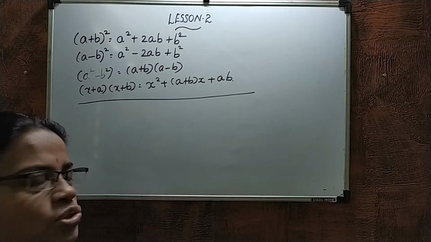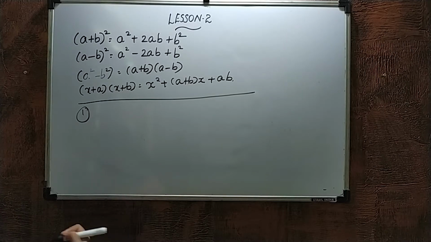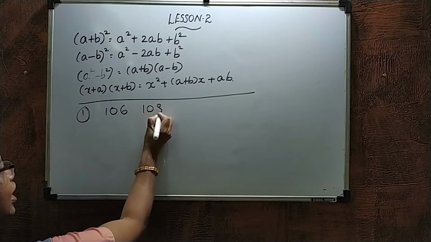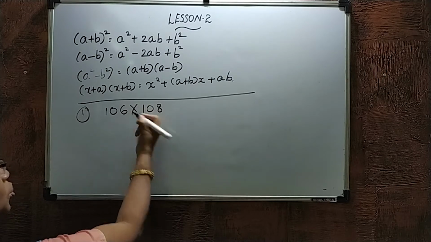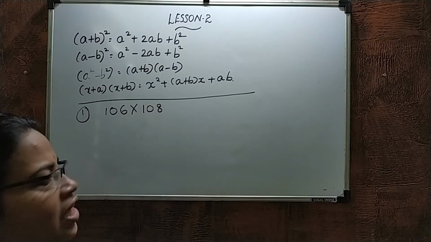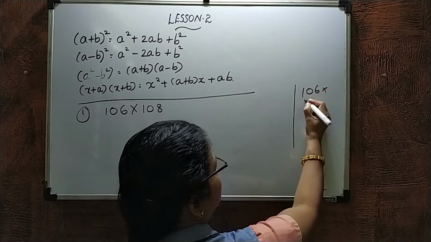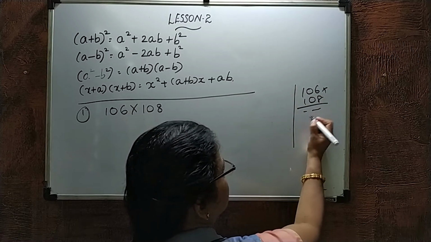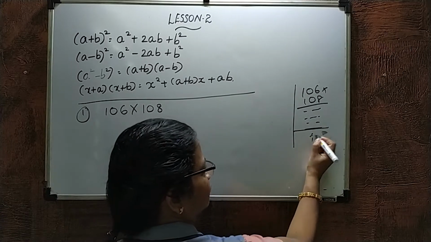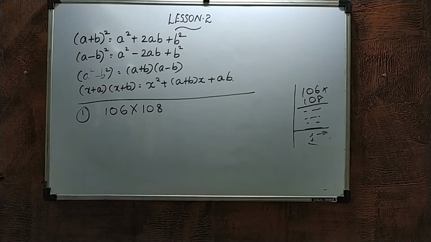Okay, first question. Find the product of 106 and 108. That means 106 into 108. When doing 106 into 108 in the working column, there will be three steps, and then you have to add everything to get the answer. Instead of doing that, we will use the identities here.